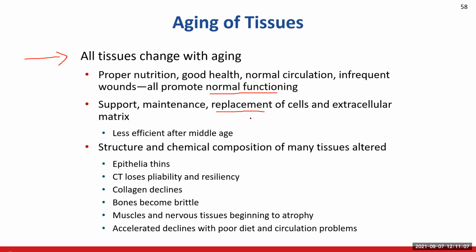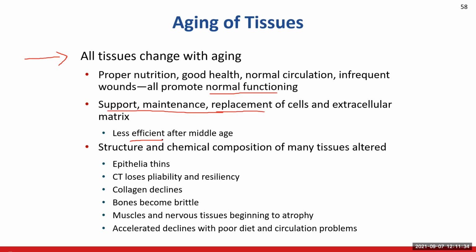So when we're talking about the tissue, the aging process, all during that time, your body is going to try to support, maintain, and replace any of the cells and any of the extracellular matrix that's associated with that tissue. And it's going to try to do that ongoing from the day that you're born to the day that you pass away. But as we get older, it becomes less efficient.